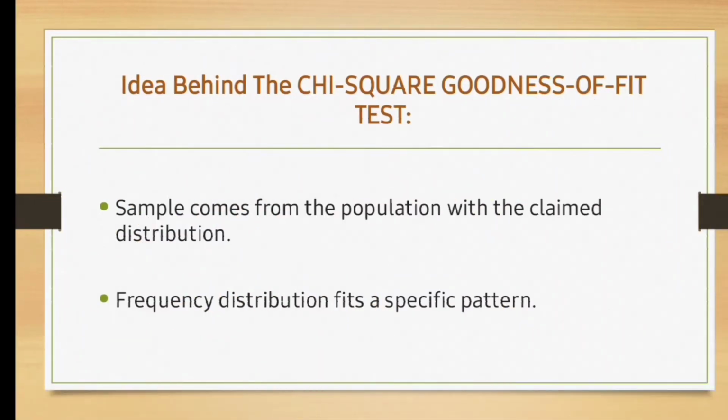So the idea behind the chi-square goodness of fit test is to see if the sample comes from the population with the claimed distribution. Another way of looking at that is to ask if the frequency distribution fits a specific pattern.